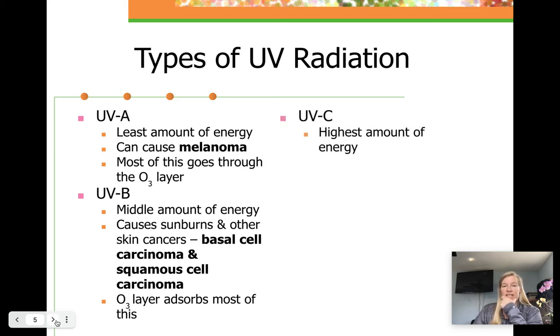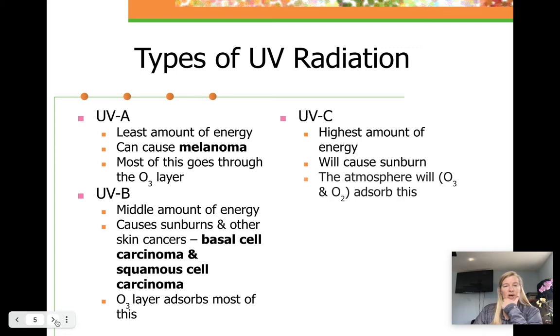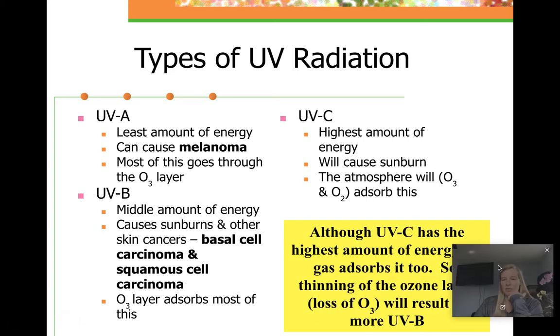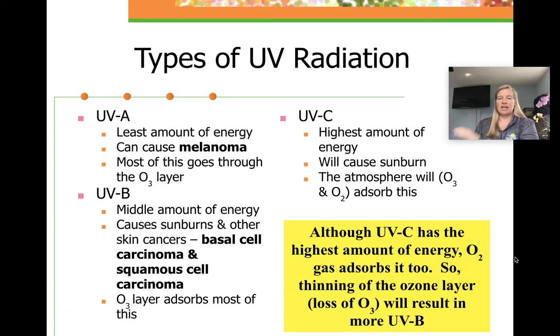And then UVC, which has the highest amount of energy, causes sunburn. And the atmosphere, meaning oxygen gas, which again, 21% of the air is oxygen gas, will absorb most of the UVC in addition to the ozone layer. But again, since it's 21% oxygen gas, it kind of takes the energy out of UVC mostly. So although UVC has the highest amount of energy, oxygen gas absorbs it. And again, 21% of the air is oxygen gas.